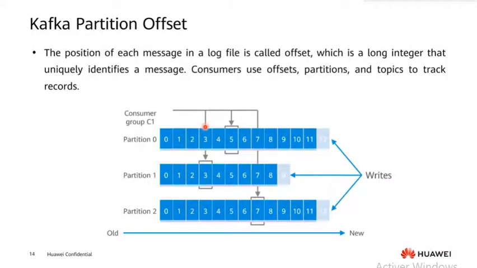So, what is an offset? Basically, the position information of each message is called offset. And please note that an offset is a long integer. It is not a string or a float number, but a long integer. Besides, it works like a bookmark when consumer is consuming data.